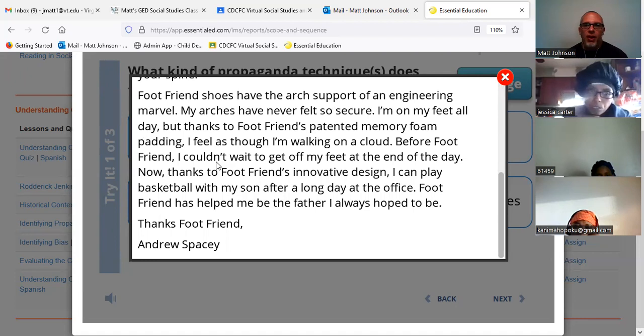Foot Friend shoes have the arch support of an engineering marvel. My arches have never felt so secure. I'm on my feet all day, but thanks to Foot Friend's patented memory foam padding, I feel as though I'm walking on a cloud. Before Foot Friend, I couldn't wait to get off my feet at the end of the day. Now, thanks to Foot Friend's innovative design, I can play basketball with my son after a long day at the office. Foot Friend has helped me be the father I always hoped to be. Thanks, Foot Friend, from Andrew Spacey.